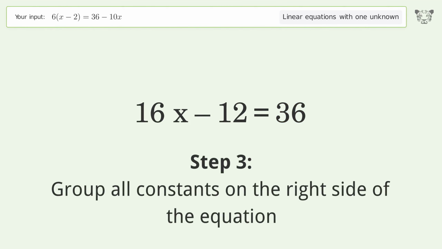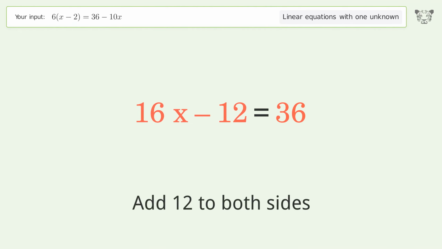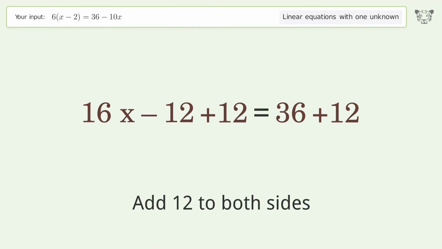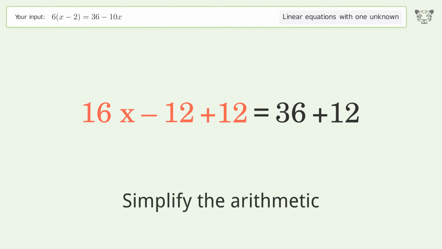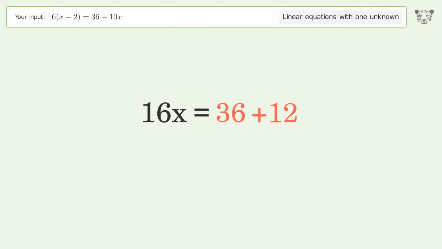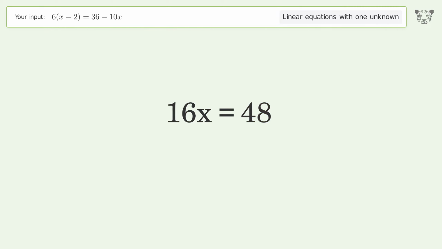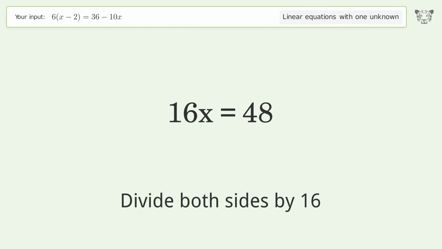Group all constants on the right side of the equation. Add 12 to both sides. Simplify the arithmetic. Isolate the x. Divide both sides by 16.